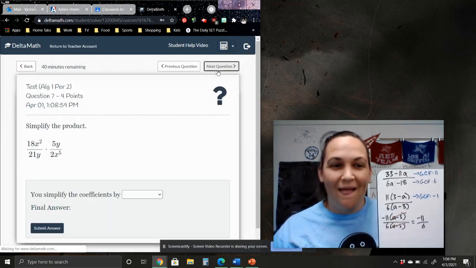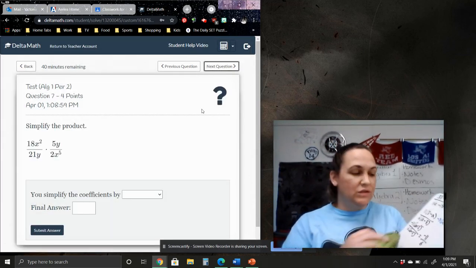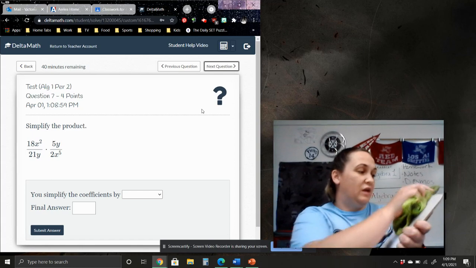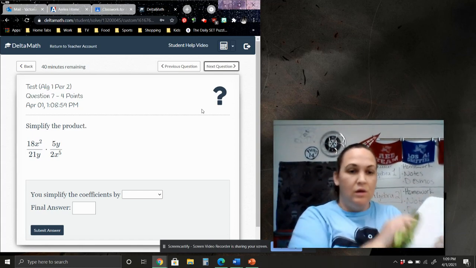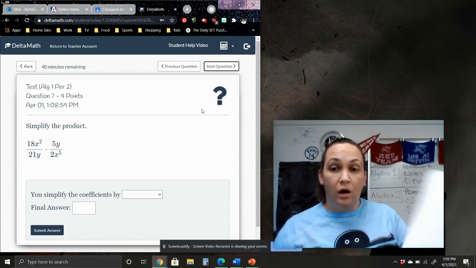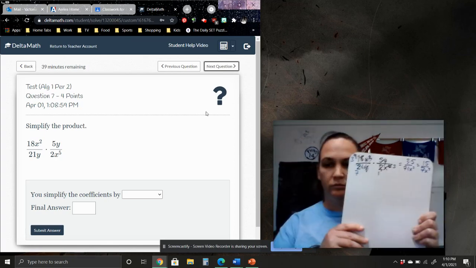Okay. So now we're getting into different problems. So now we're getting into our multiplication and division problems. And so I'm going to do my work on the whiteboard and then we'll check our answer.